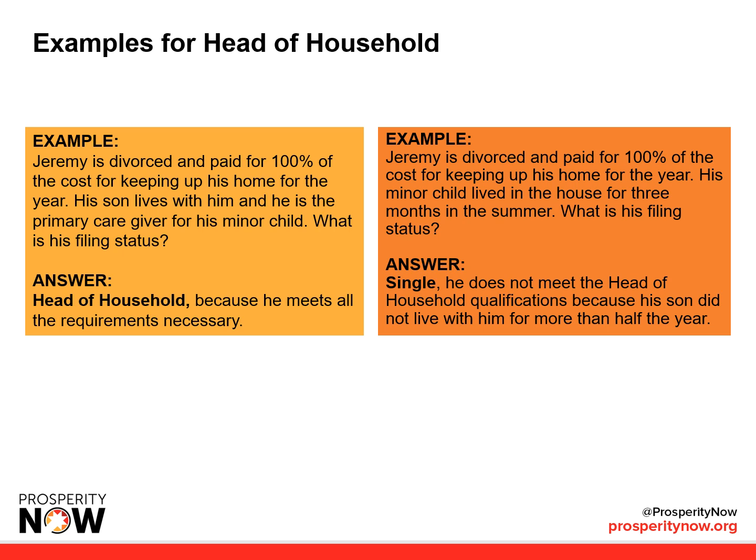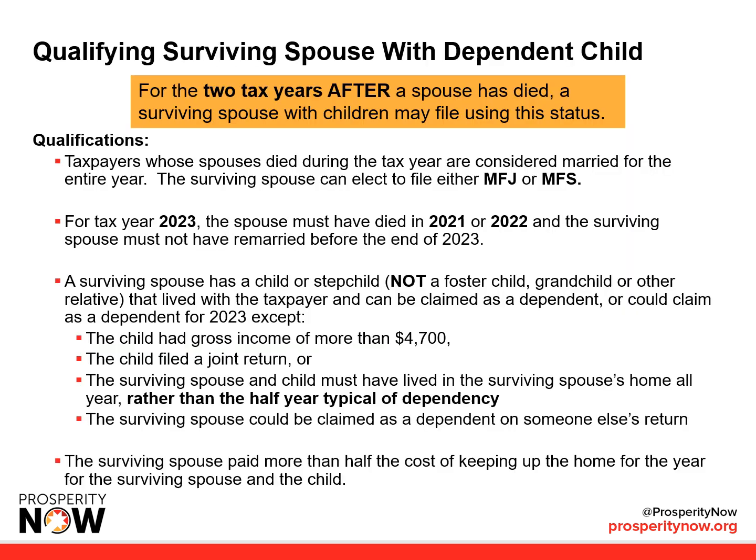Now, let's say Jeremy is divorced and paid 100% of the cost for keeping up his home for the year. His minor child lived in the house for 3 months in the summer. What is his filing status? The answer is single. He does not meet the head of household qualifications because his son did not live with him for more than half the year.